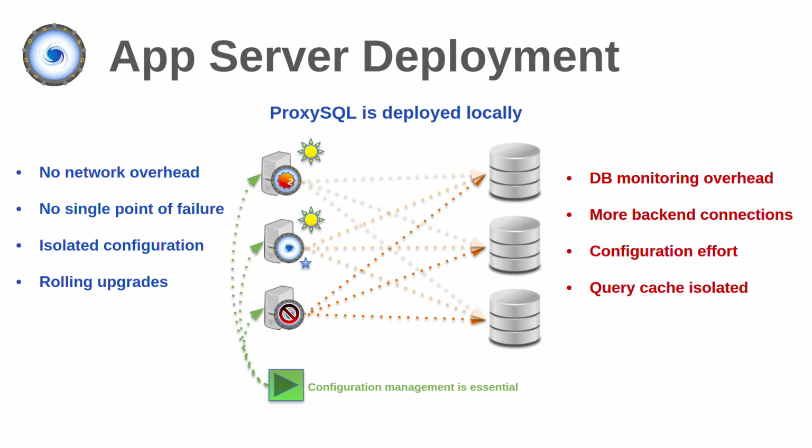What are the drawbacks in this sort of configuration? Well, because every proxy has to monitor the backend, you have way more overhead on the database server, because each proxy has to perform several health checks on each database server. Now, because each proxy will have its own connection pool, this often results in more connections being created to the database server, because you have more proxies and each proxy has its own connection pool.